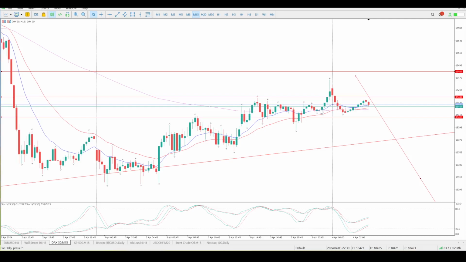So wait for the break of those two levels I've given you, wait for the retest, and only trade on that retest, and if the retest of that level is exact. If it's just below the level or just above the level, forget it, don't take it, wait for the next setup. Anyway, that's kind of my view for today.